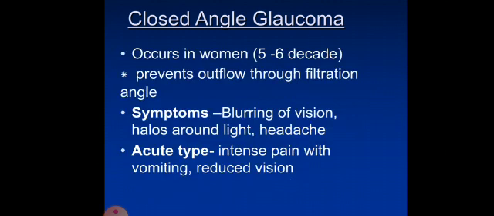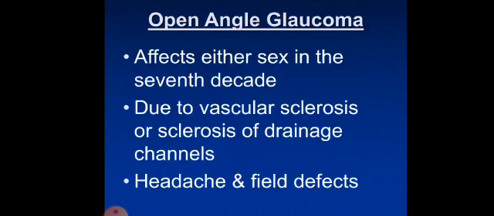Now let's see what closed angle glaucoma is, and glaucoma can come as a 5-marker or a 3-marker for you all. Closed angle glaucoma occurs in women in the 5th to 6th decade age group, that means in the age group of 50 to 60, and it prevents the outflow through the filtration angle. In closed angle glaucoma, the symptoms are blurring of vision, halos around lights, and headache. In the acute type of closed angle glaucoma, there is intense pain with vomiting, and vision is also reduced.